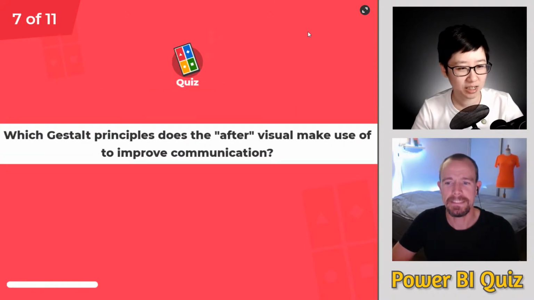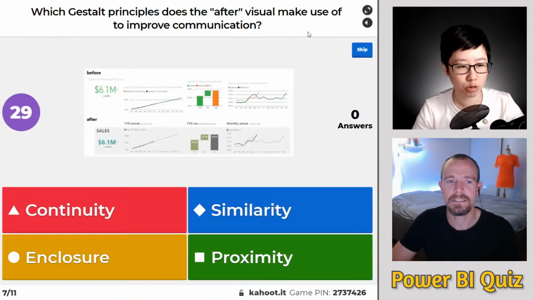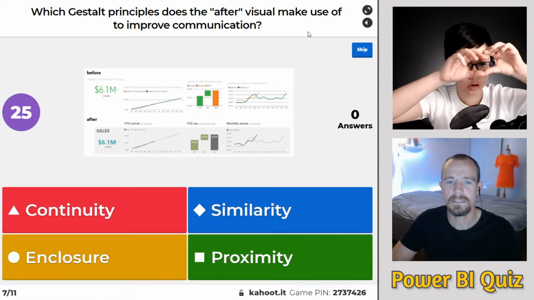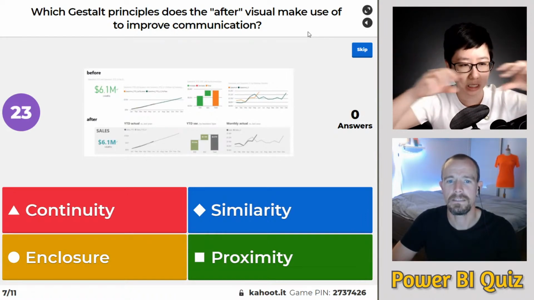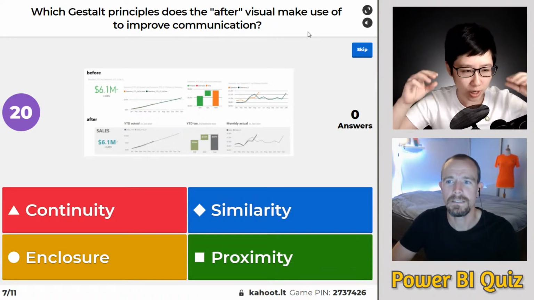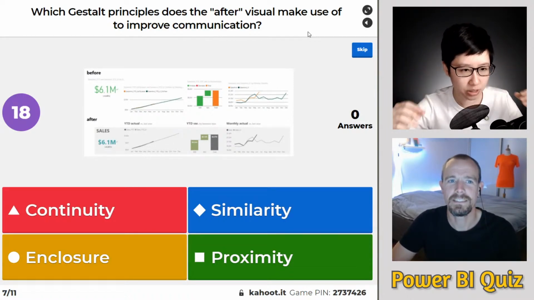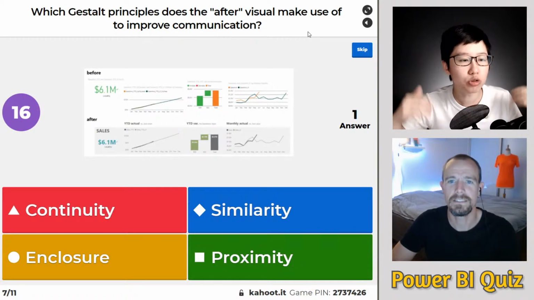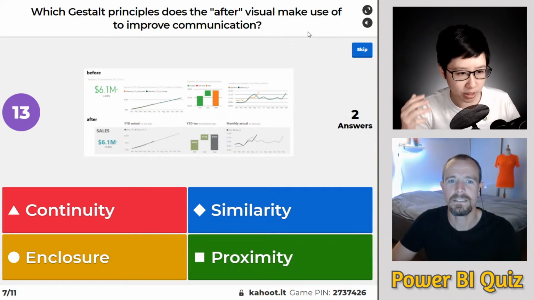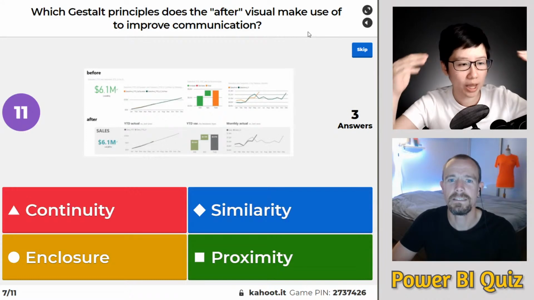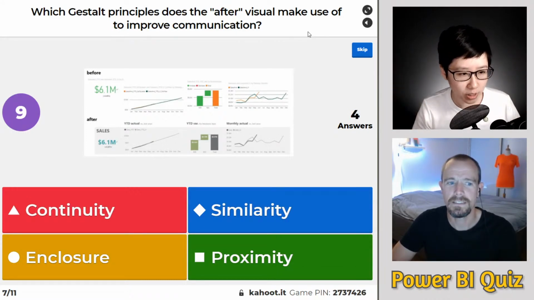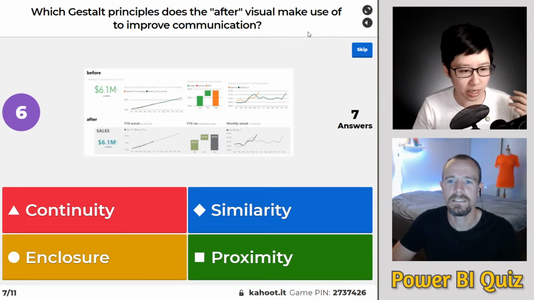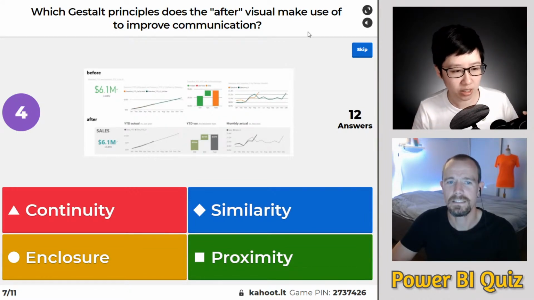Okay, so this is another multi-select. Which Gestalt principles does the after visual make use of to improve communication? So there's a before set of charts on top, and there is an after below. Okay, what are the Gestalt principles that the after visual makes use of to improve it? Take a look closely. What are the differences you notice between the before and the after chart? Is it continuity? Is it similarity? Is it enclosure? Or is it proximity? Continuity, similarity, enclosure, proximity.